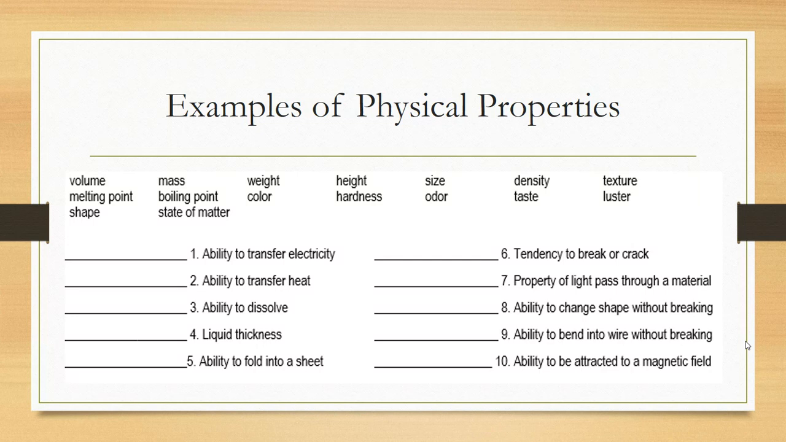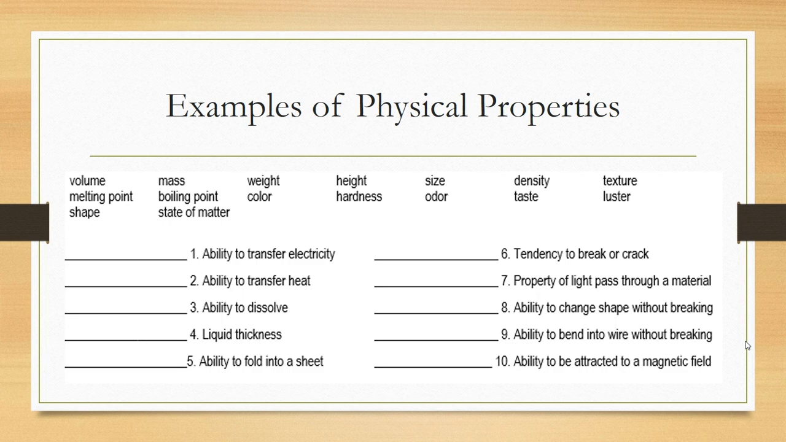So I talked a little bit about the first few. Texture can be useful depending on what you're working with. So melting point and boiling point, what we mean by that is what temperature something melts at versus what temperature it boils at. So water has a melting point of 0 degrees Celsius or 32 degrees Fahrenheit. And for example, boiling point of water is 100 degrees Celsius. Luster is the ability to reflect light. So metals tend to have a high luster or they reflect light very well versus non-metals do not.